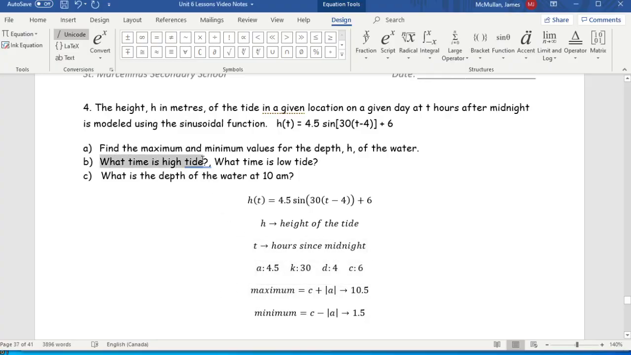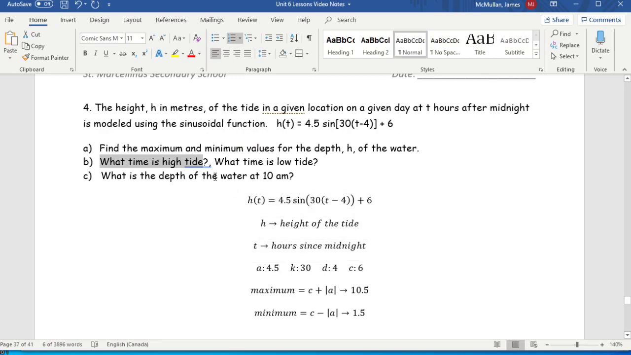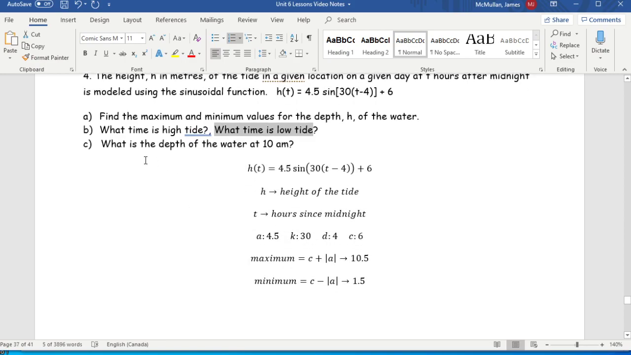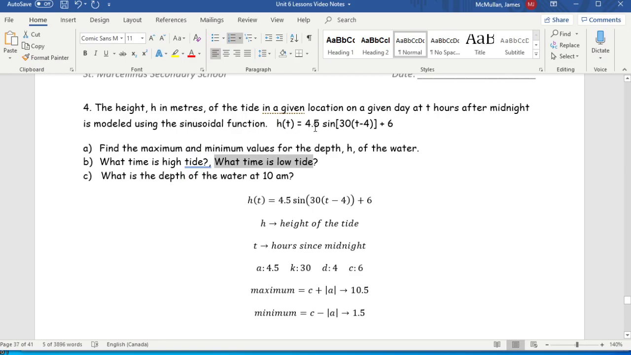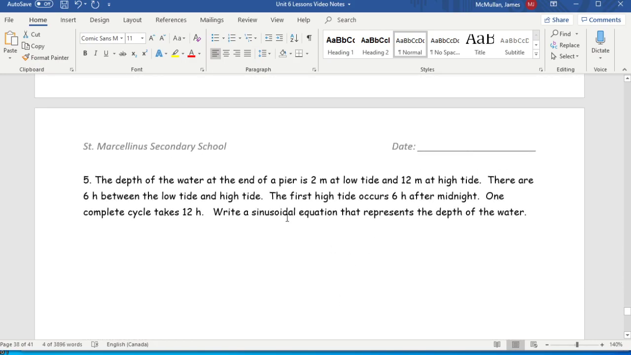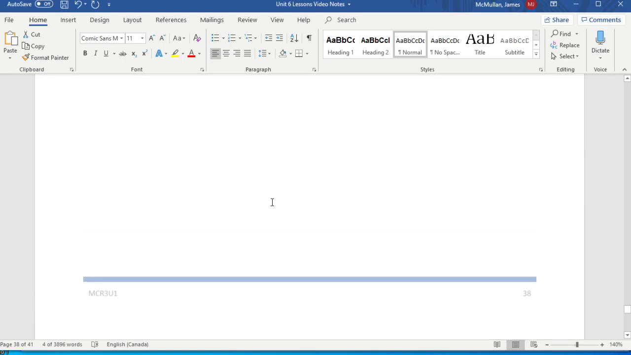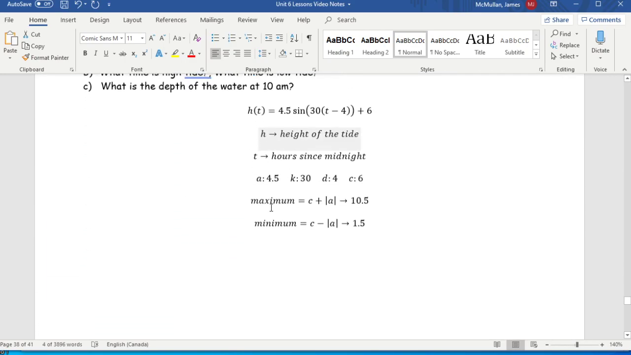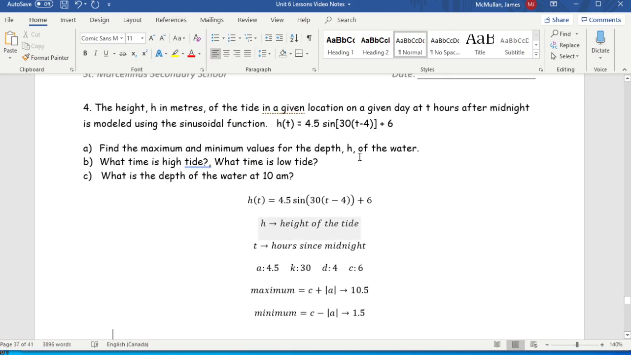Okay, what time is high tide? What time is low tide? Now that's a more interesting question. There's two ways you could go about this. You could try to solve it mathematically, which I think is what we're going to have to do. Yeah, I'm going to add it to that question, but let's solve it mathematically because that's the skill we should practice.